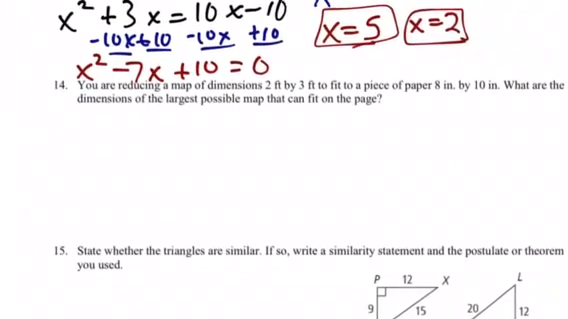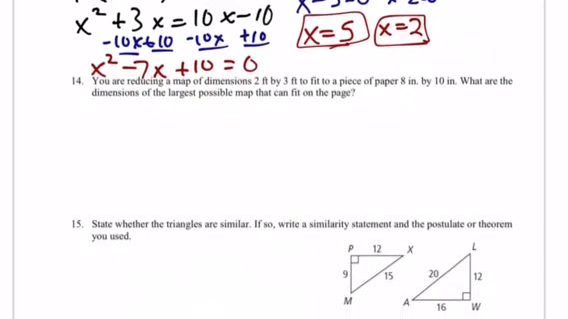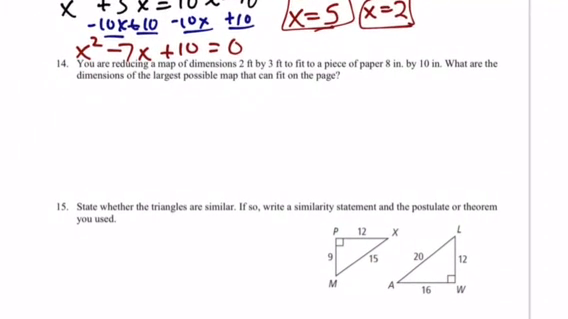Alright, moving on to number 14. So we are reducing a map that's got dimensions 2 feet by 3 feet to fit to a piece of paper that's 8 inches by 10 inches. They want to know what are the dimensions of the largest possible map that can fit on the page. There may be a few other ways to look at this, but here's what I would do. I would set up a proportion, and because the units match up, we can ignore those. So 2 over 3 for the 2 feet by 3 feet. Set that equal to x over 10.